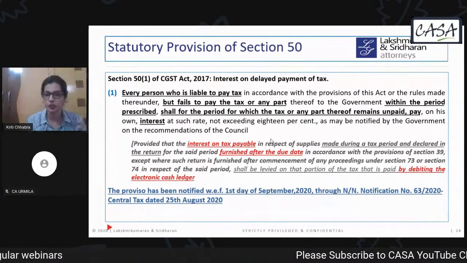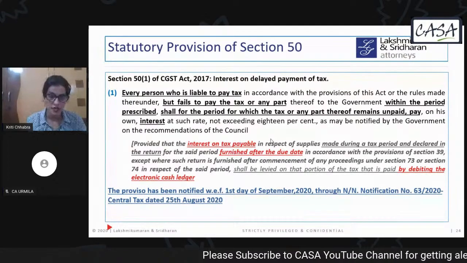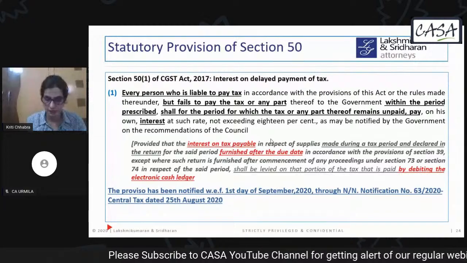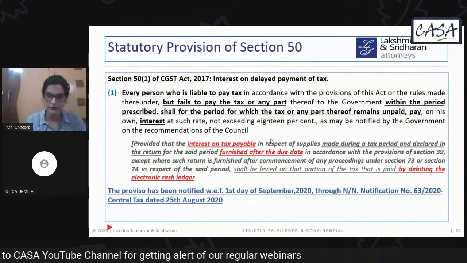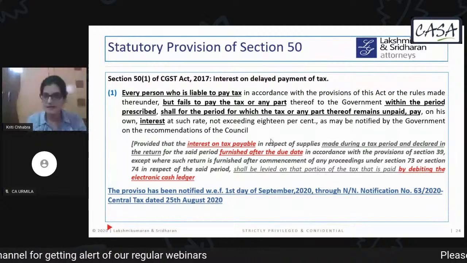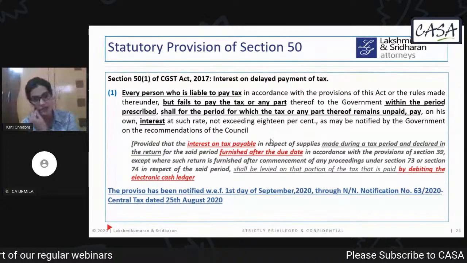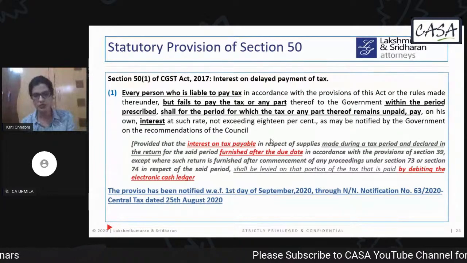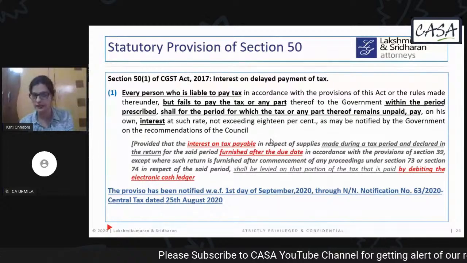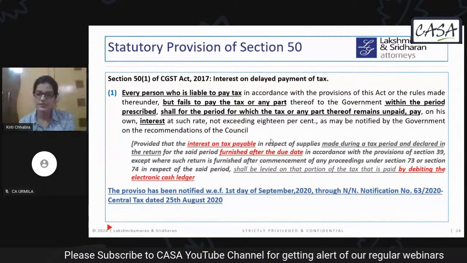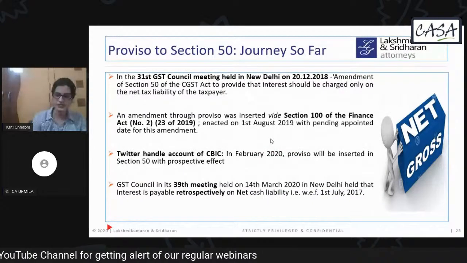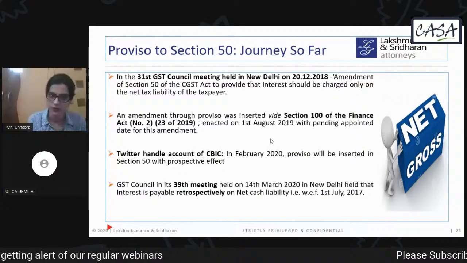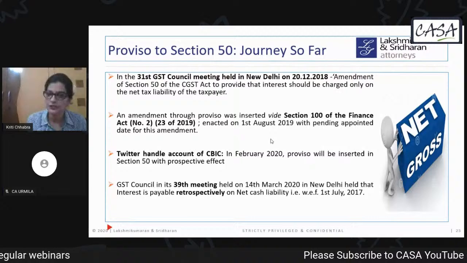This is one of the long awaited provisos or benefits which was yet to be notified by the government and has recently been notified on 25th August, made effective from 1st September 2020 through Notification 63 of 2020. Now let us see the background behind this proviso. As I mentioned, this is a long awaited proviso. So what is the journey so far of this proviso?